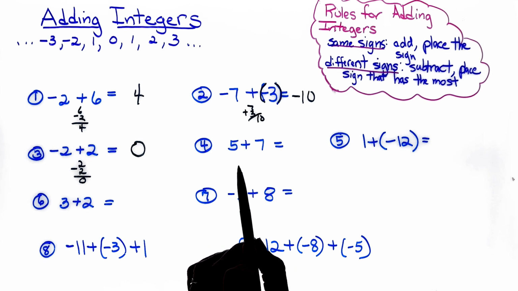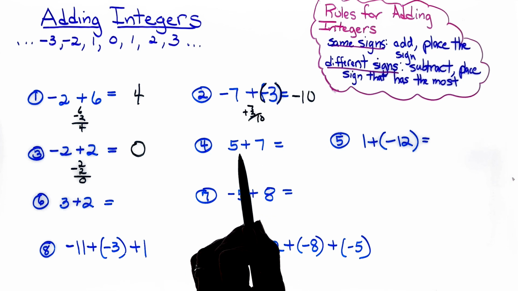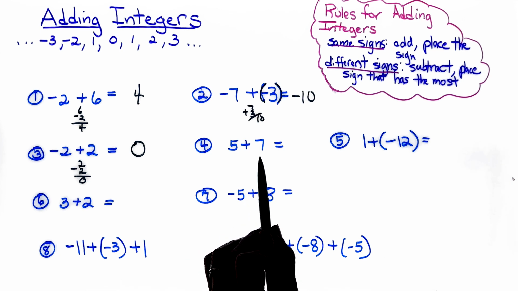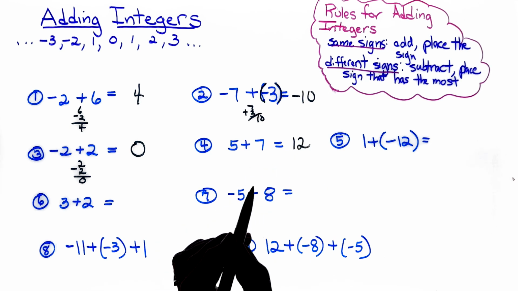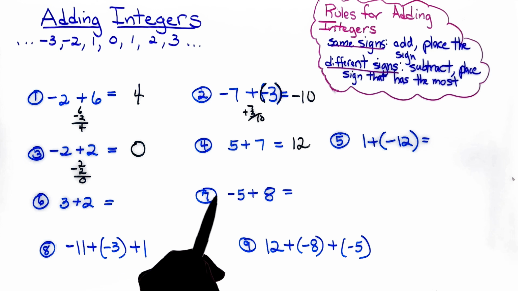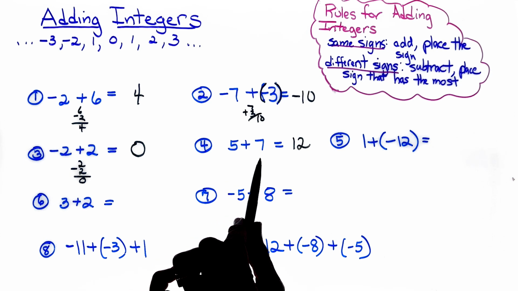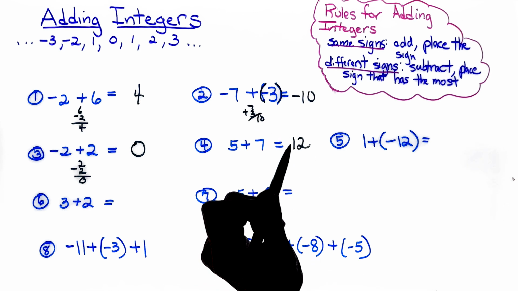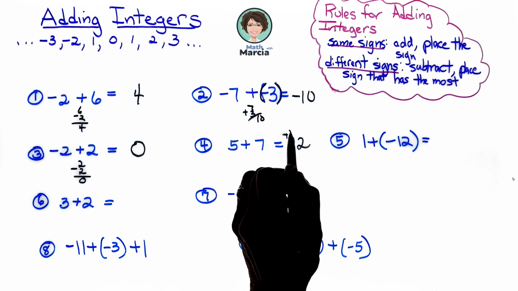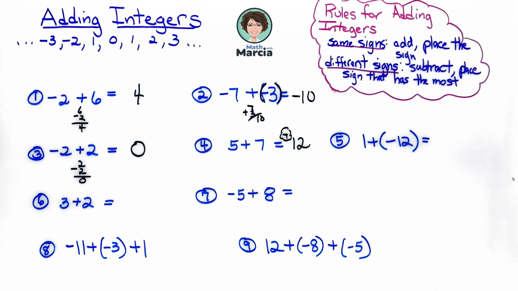For number 4, it kind of looks like a first grade problem. 5 plus 7. Well, 5 plus 7 is 12. If we think about them being positive integers, they're both positive, so the sign is positive. And remember, the sign is there. Here's my positive 12, but I'm just thinking about it. I do not have to write it.